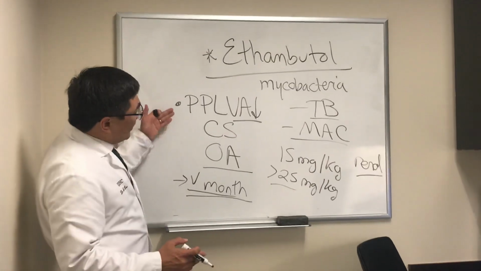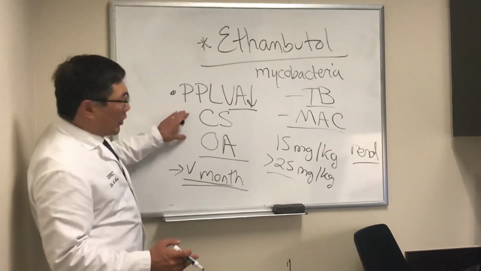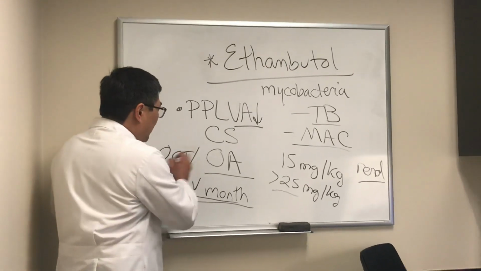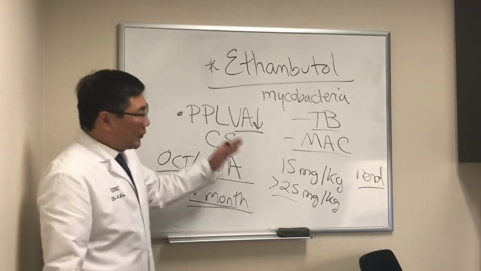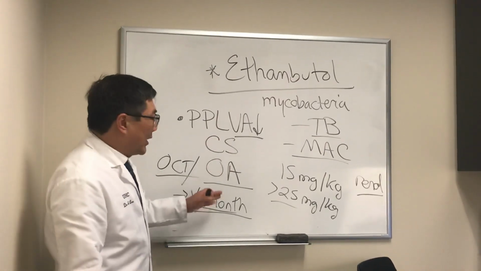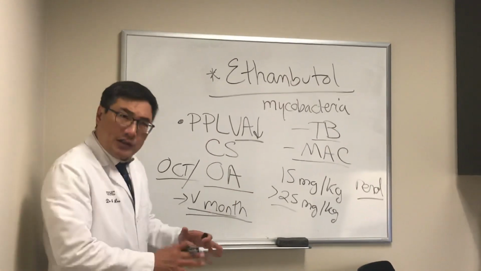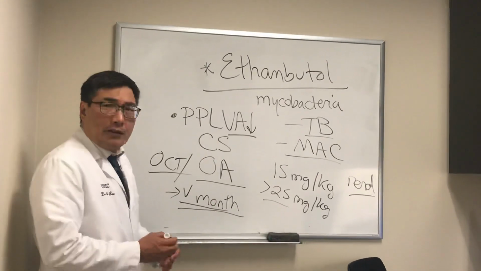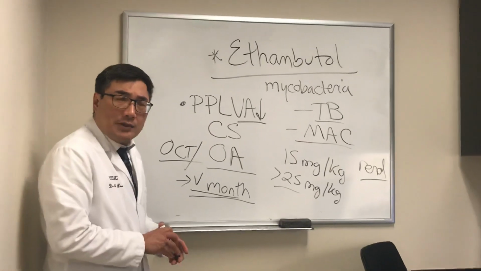So if there's any decreased acuity, we're going to bring them in, we're going to do a field, we're going to be looking for the central scotoma, we're going to do an OCT, we're going to look for optic atrophy, but hopefully we won't see any of that. If we stop the medicine early enough, it's reversible. If you don't stop the medicine early enough, it'll just keep progressing, and the progression can occur for months after discontinuation of the medication, which is a little bit counterintuitive given the half-life of Ethambutol.